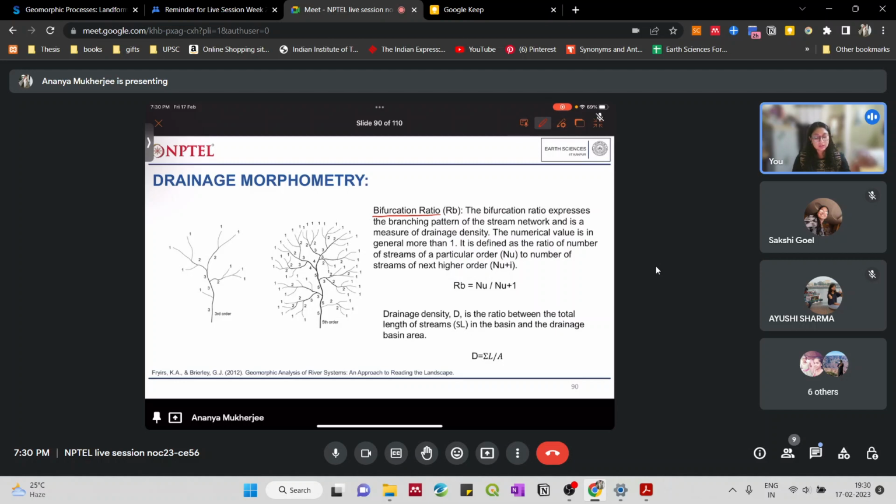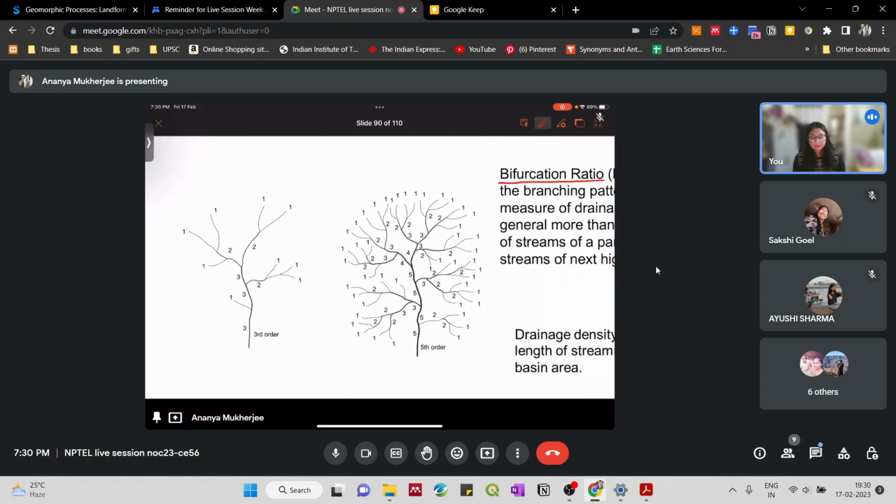And how do we calculate the bifurcation ratio? Before that, we have to understand what are stream orders. Suppose this is your drainage basin, and this is a kind of pattern that you see. The shortest length of the streams, where they are not bifurcating anymore, bifurcating as in they are not dividing anymore into smaller streams, is the first order stream, which is not bifurcating.